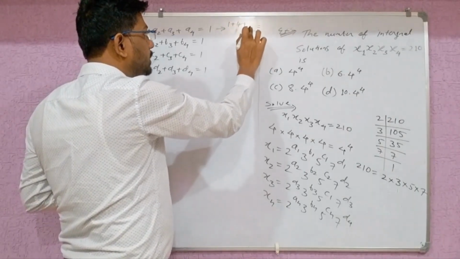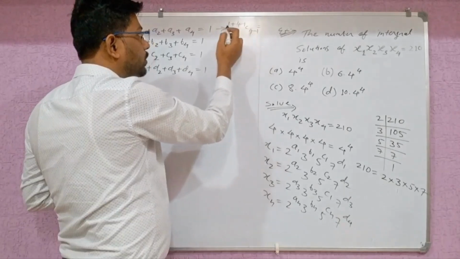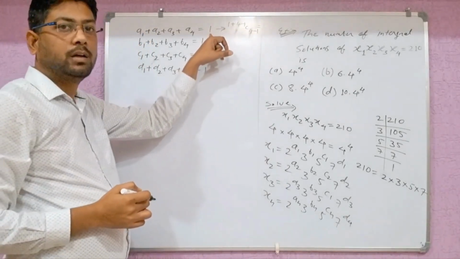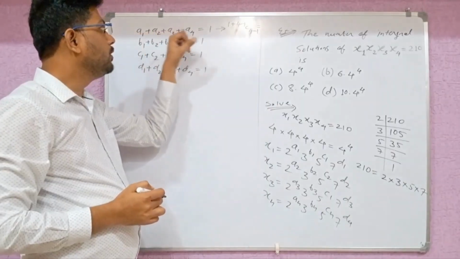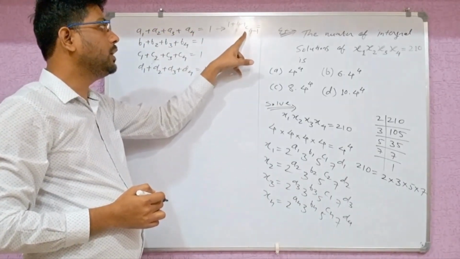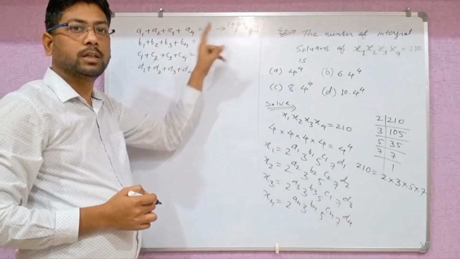How I'm writing this, that I'll explain. So this is 1 plus 4 minus 1 C 4 minus 1. This 1 is this number, and 4 is the number of variables on the left hand side. So this will be 4 minus 1 C 4 minus 1. Okay, this is the general equation.